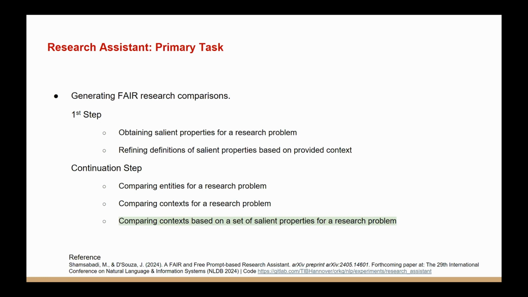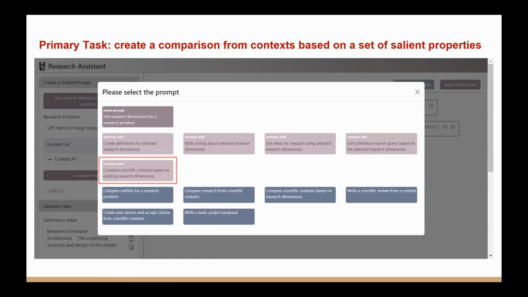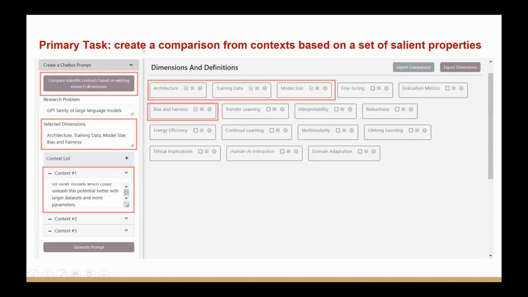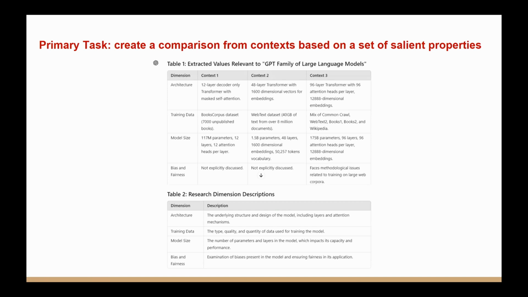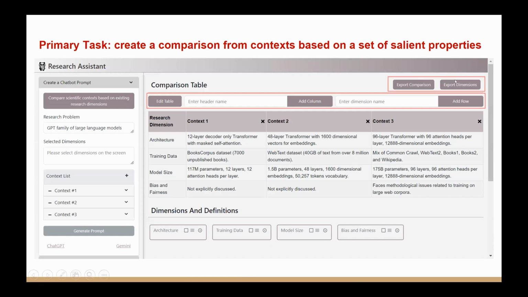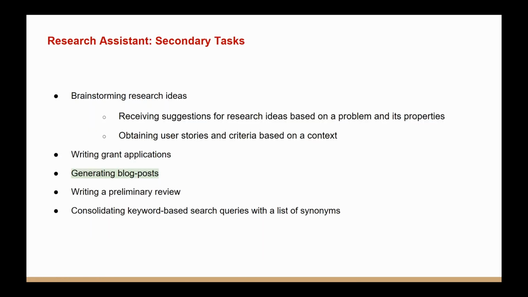As a second step, a continuation step, now we want to compare context based on these suggested salient properties. We select the scenario that has been activated, and then the researcher chooses maybe 4 properties, then they provide a context within the context box and generate the prompt. Now you can see that the large language model has structured the values for the contribution as well as provided research dimension descriptions, which can then be copied back, and then you can export it after editing it and fixing any errors and so on. You can then export this as a CSV file and import it into the ORKG or other knowledge graph systems.